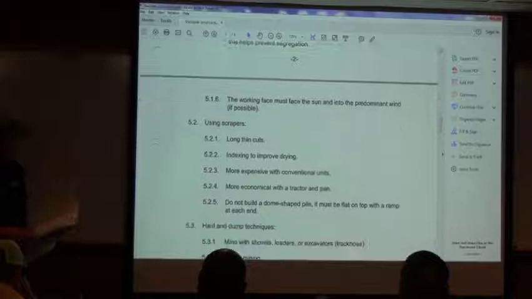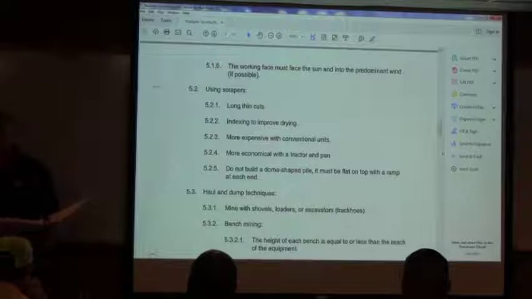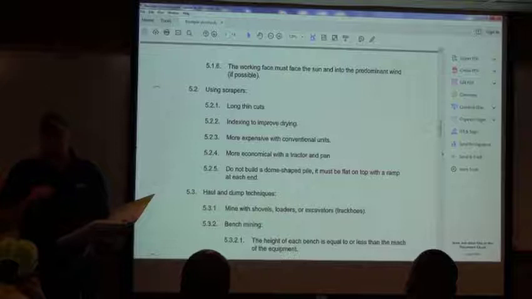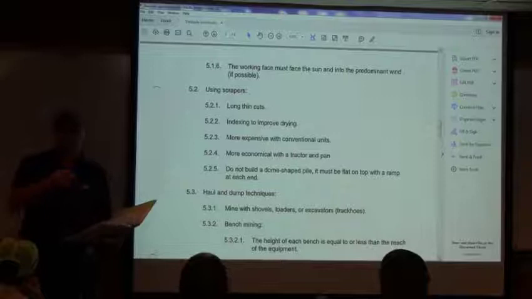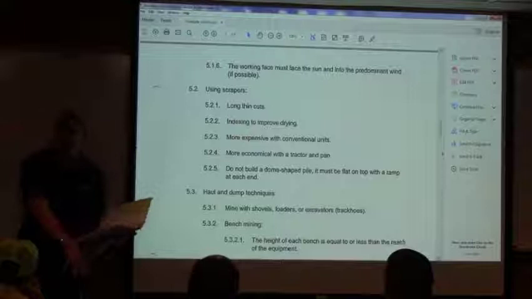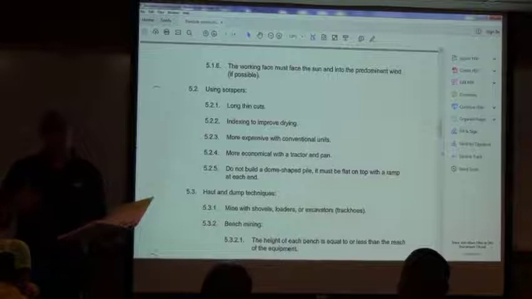5.1.6. The working face must face the sun and into the predominant wind if possible. Everybody agree with that? It's true. Well, you said always. We used to build a stockpile in a hole in Garrison, Texas, behind the plant. That was what they called a red tone stockpile. When you build a pile down in a hole, it really doesn't matter which way it faces. There weren't any prevailing winds down there, trust me. But all we could really do at that point was make sure the drainage was as good as possible.